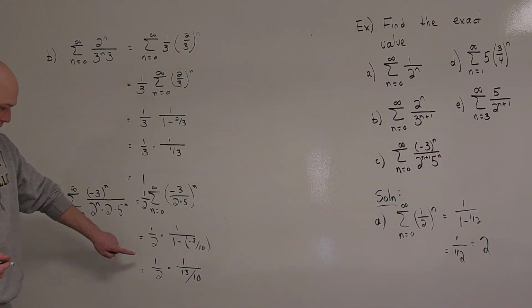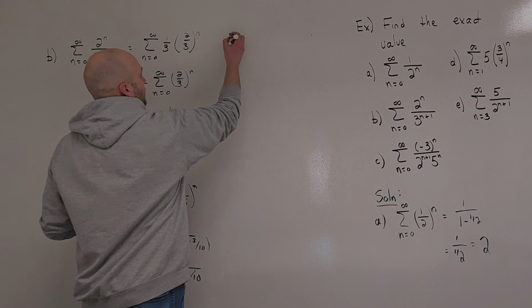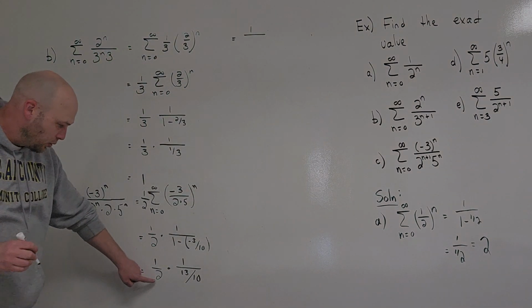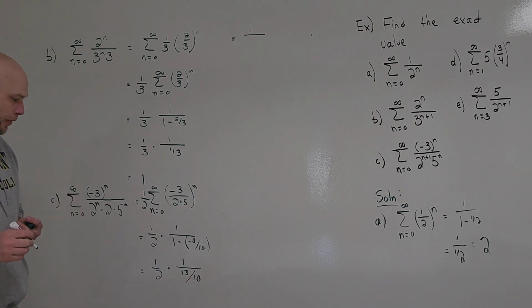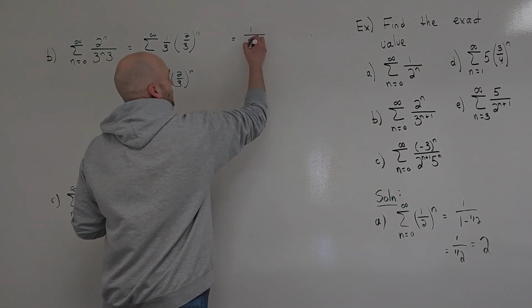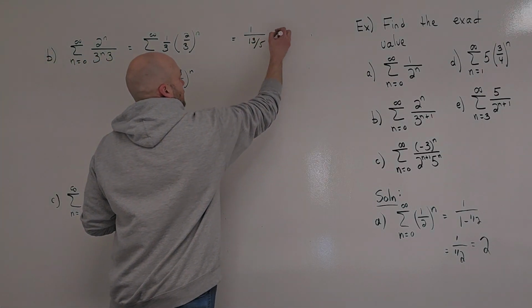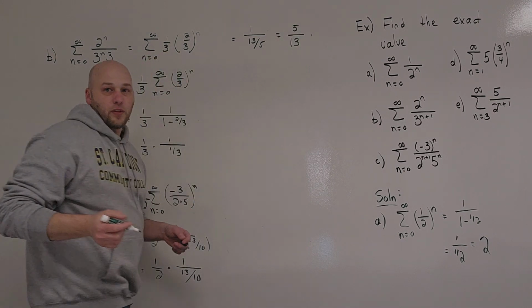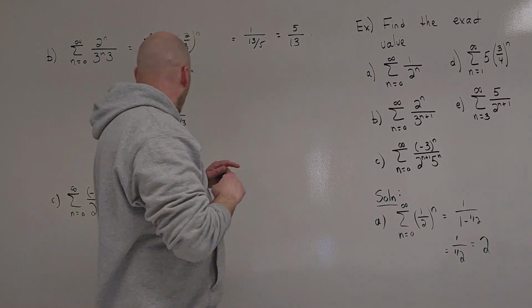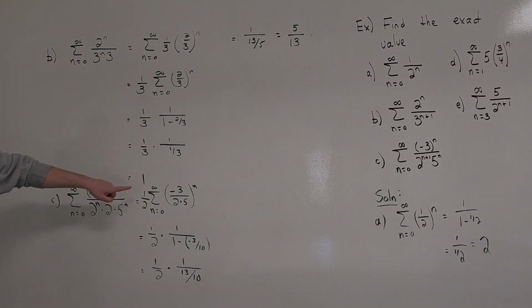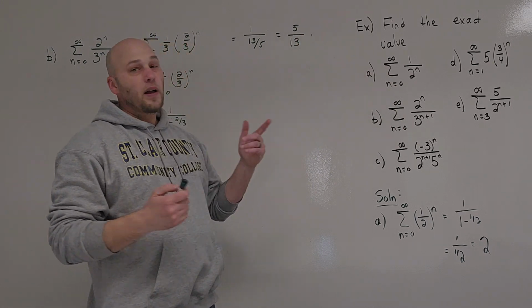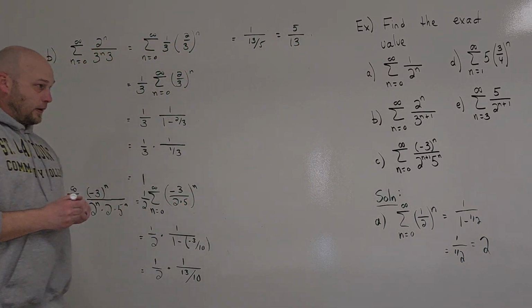Multiply straight across, 1 times 1 on top. And then I'm going to have 2 times 13 over 10, which would give me 13 over 5, which is 5/13. Okay? That was part C. This infinite series here, C, then reduces to, or it has the value of 5/13.